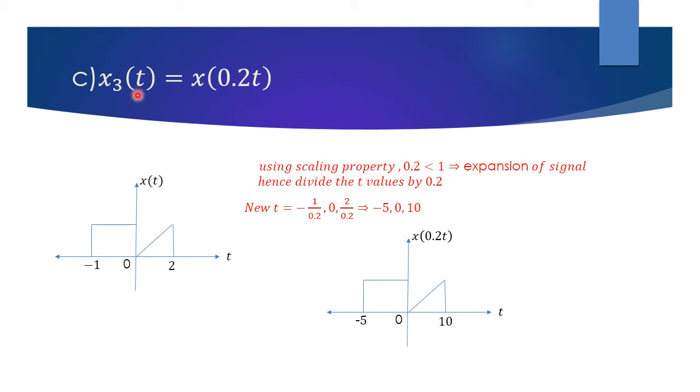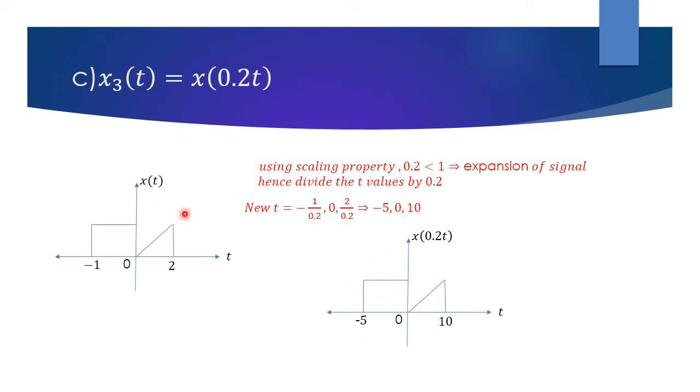Next problem, x3 of t equal to x of 0.2t. So here a value is equal to 0.2. 0.2 means it is less than 1. Therefore expansion of signal will occur. Now here the original limit is minus 1, 0, 2. Now your new t values are minus 1 divided by 0.2, 0 divided by 0.2, 2 divided by 0.2. So that is equal to minus 5, 0, 10. So this is your result.